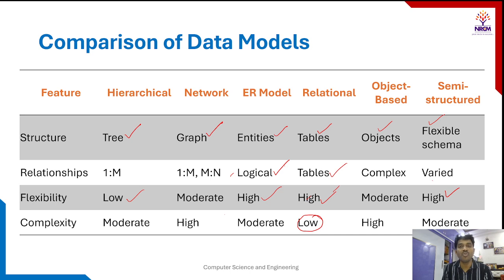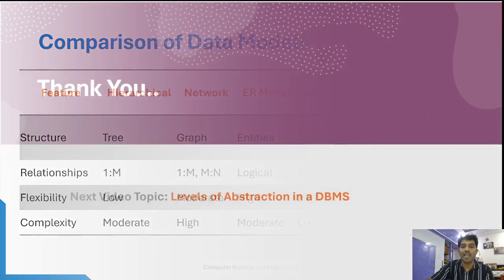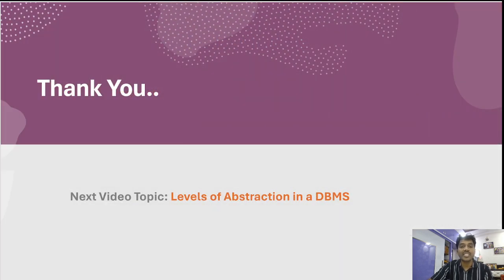This slide explains the detailed features of all the six models which we discussed in today's lecture. Okay. And in the next class, we are going to see the levels of abstraction in the DBMS. Okay. Thank you.